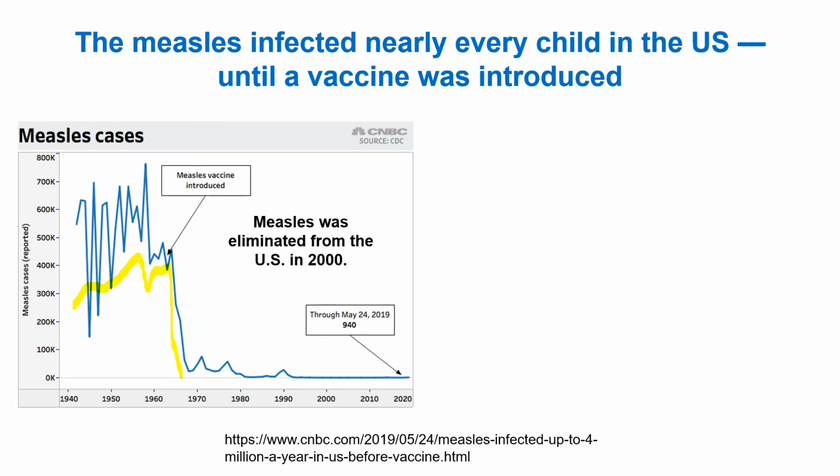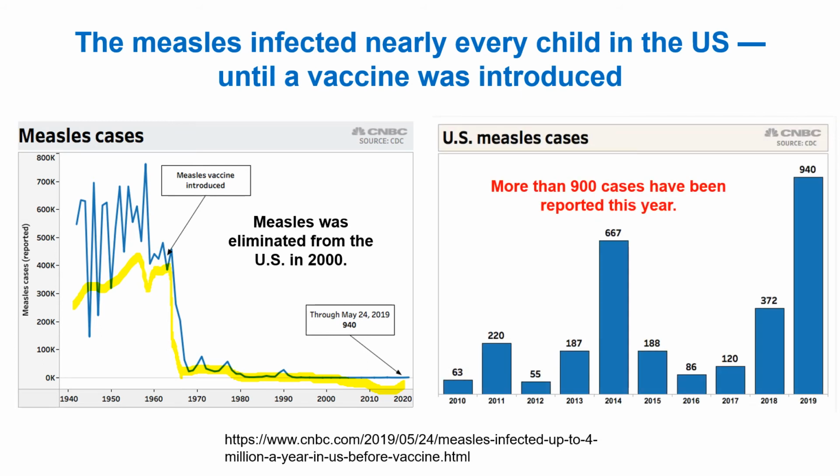Pretty much every child would get measles as a rite of passage up until the vaccine came out, and it's possibly the most highly infectious virus on the actual planet. So you can see the number of cases plummeted, and it was declared basically gone by the year 2000 and eradicated from North America.